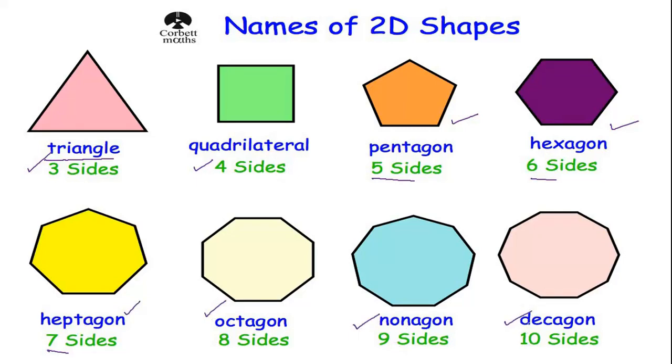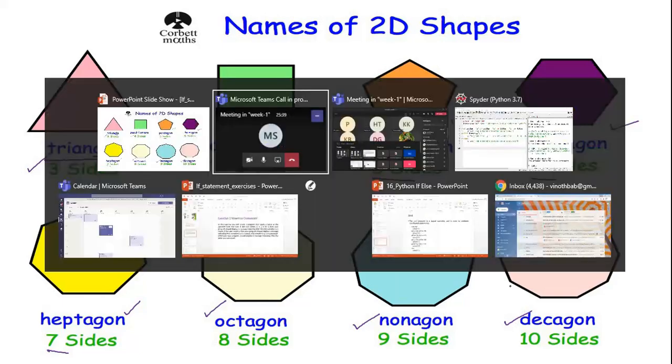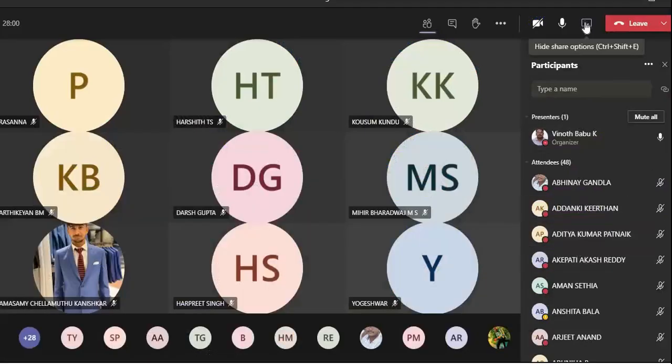So you just remember these names. If I forget, please help me. We'll go for the program. If the user is not entering the input between 3 and 10, if he is giving 11 or 2, that time you have to give an appropriate error message. This is the idea. I'll go for Spyder.